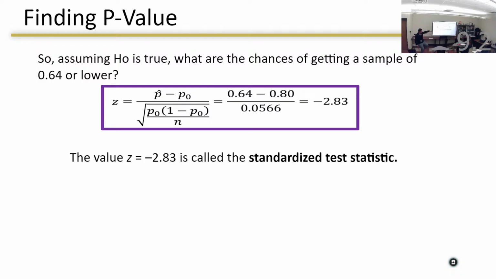So that z-score is called the standardized test statistic. That is called the test statistic. And it is very, very possible that AP asks you for what is the test statistic. They may give you the test statistic. You gotta know that that test statistic is telling you how far away my sample is from the mean or from the claimed hope.